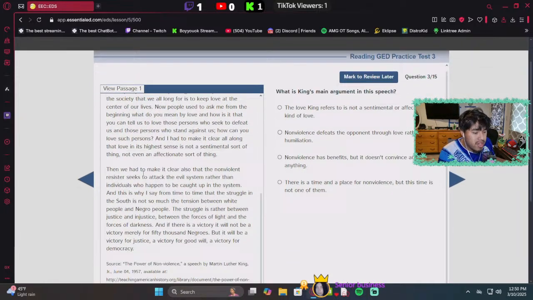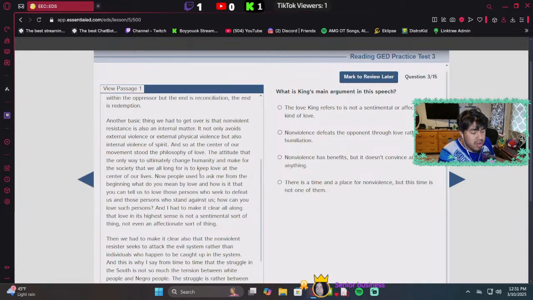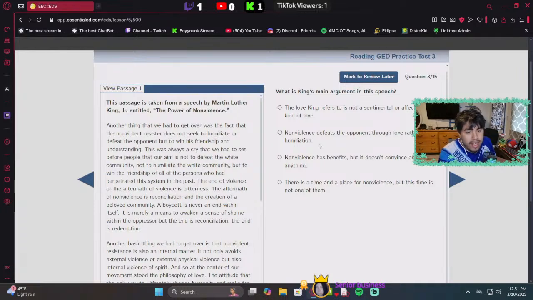Another thing we should modify: nonviolent resistance does not humiliate or defeat the opponent; it wins the relationship. He was an important figure. Between justice and injustice, between the forces of light and the forces of darkness. Therefore, the victory will not be for me. Alright. I get it. I understand it now.